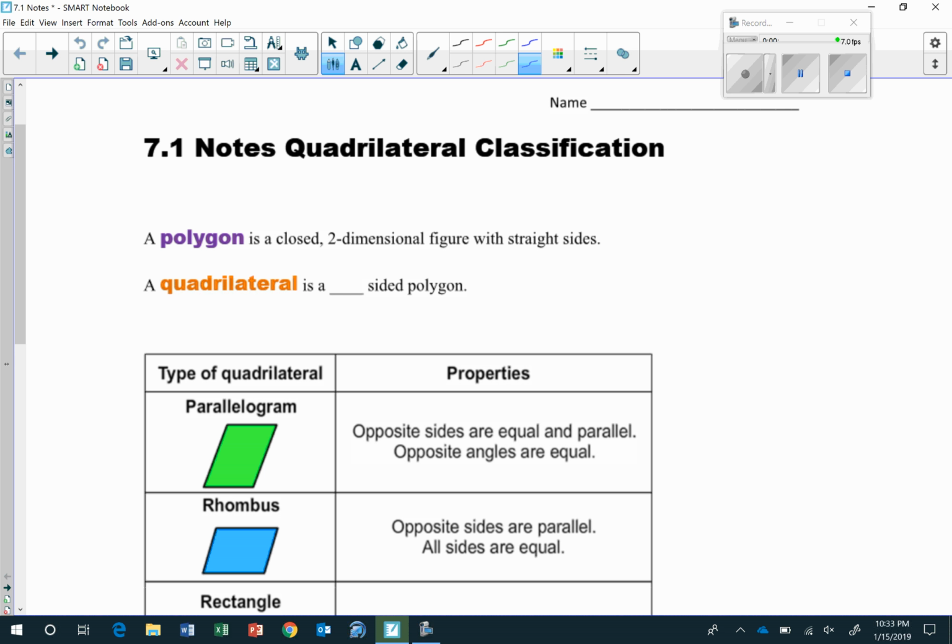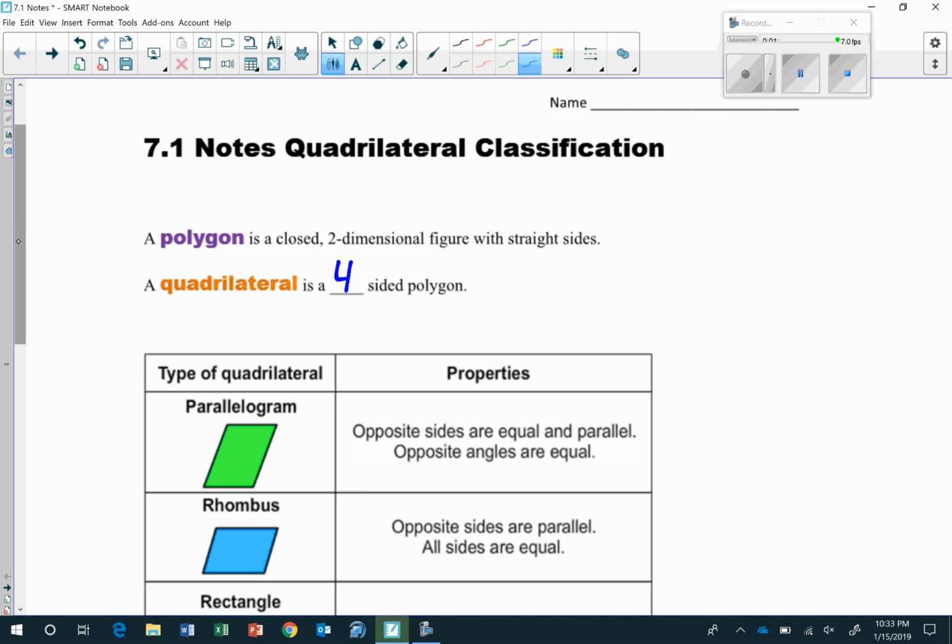So a couple definitions for you first. A polygon is a closed two-dimensional figure with straight sides. So a polygon is a figure with more than two sides, obviously, because you need three sides to close up a shape. And then a quadrilateral is a type of polygon. A quadrilateral is a four-sided polygon. And that's what we're going to focus on in 7.1, is classifying four-sided polygons.